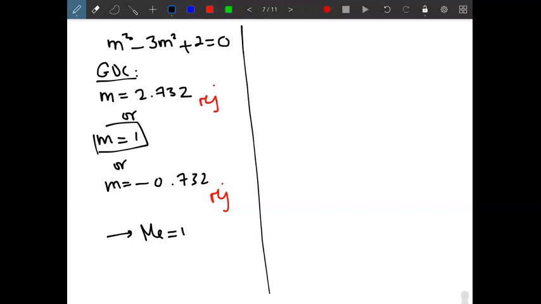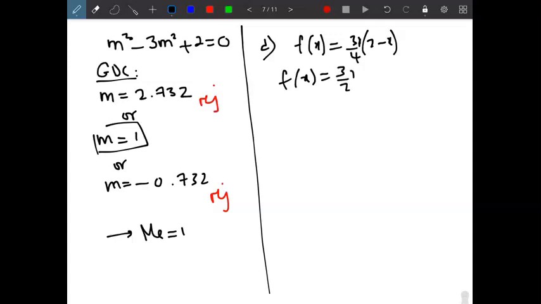And finally, in part D, we need to find the mode of this probability density function. So we know that the mode occurs where the probability density function is maximum. So we have f of x equals 3 over 4 x times (2 minus x), which is f of x equals 3 over 2 x minus 3 over 4 x squared, and of course this is for x in [0, 2].